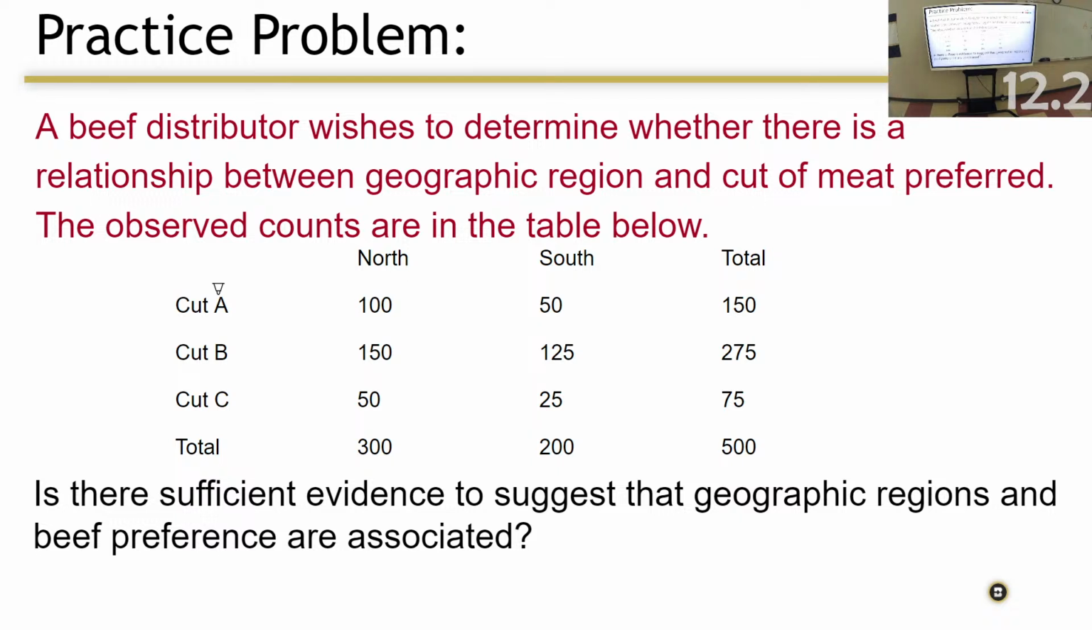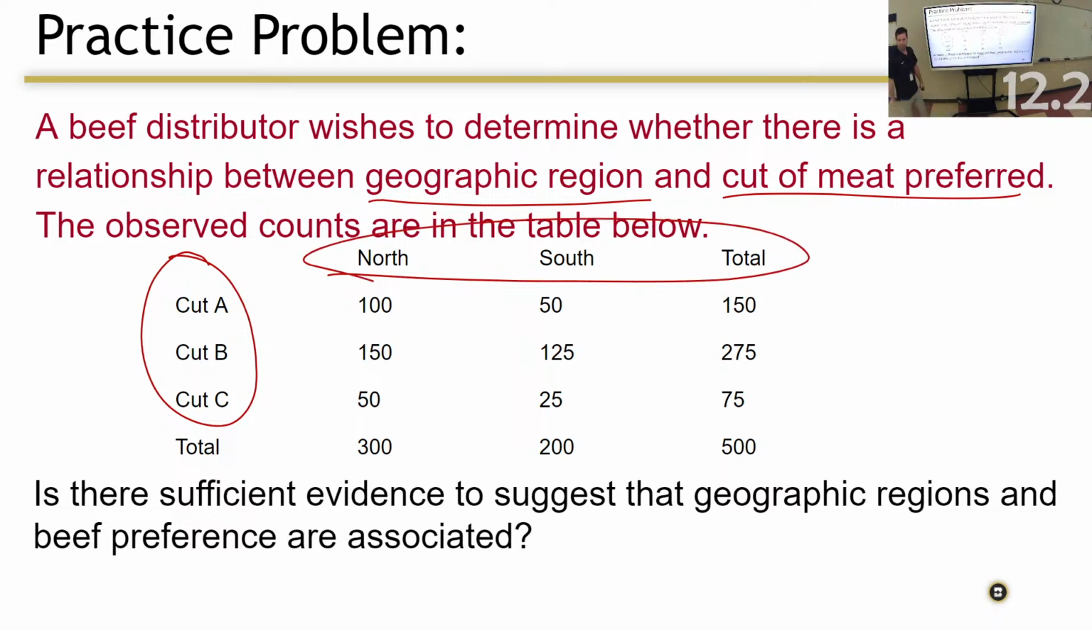Looky here. A beef distributor wishes to determine whether there is a relationship between geographic region and cut of meat. The observed counts are below. Is there sufficient evidence to suggest that geographic region and beef preference are associated? GOF, independence, homogeneity. Y'all good? I'm comparing cut and area. That has to be independence.